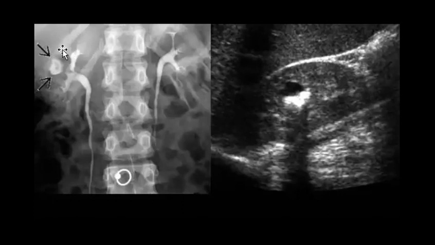Okay. So you can see that there is something here in the IVP, in the mid portion. It has a pouch filled with contrast. Yes, perfect. So what is your differential, Rihan? It can be a stone in a diverticulum. Yes, it can be a stone in a diverticulum.